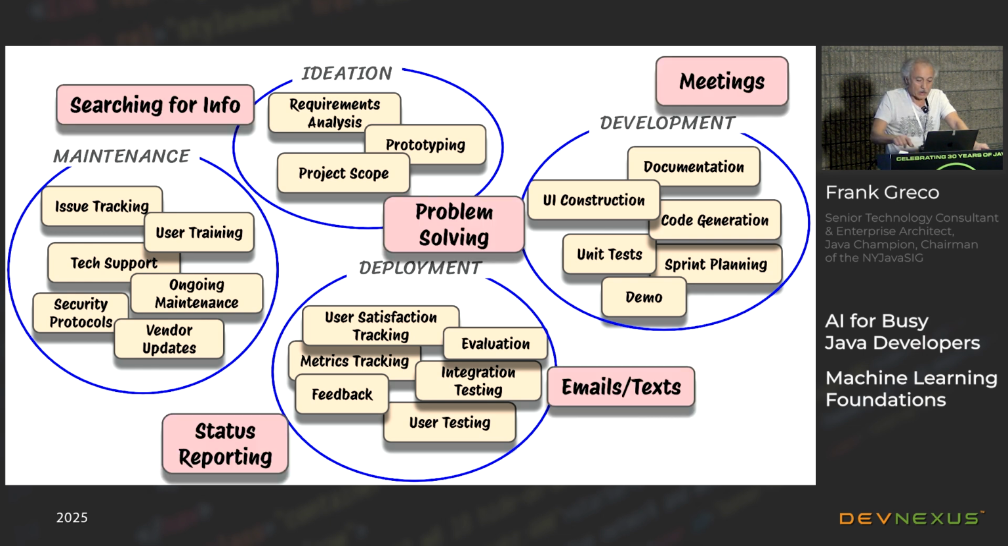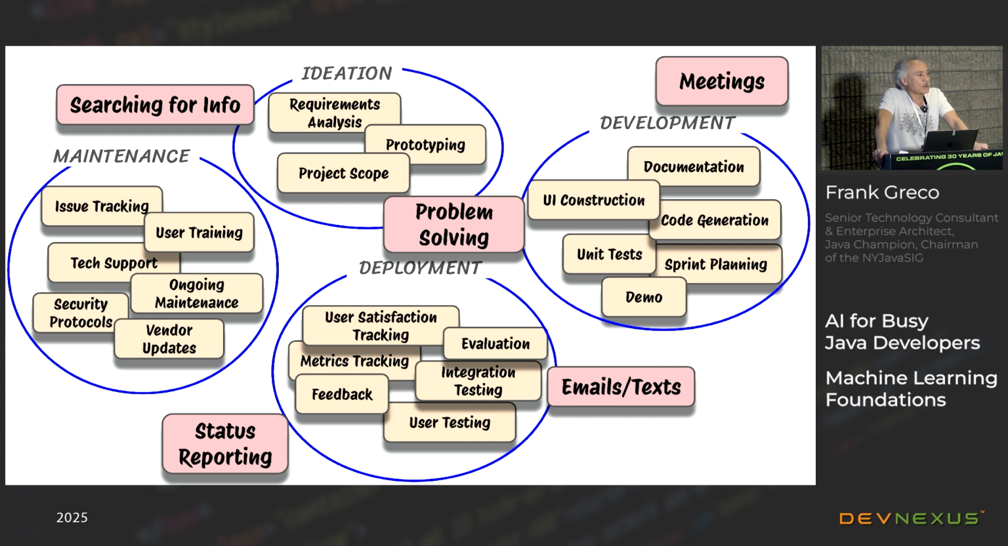In addition to these boxes, well, how many times are you searching at Google for something? You're searching on the internet for something, or you're searching on your local file system for something, or you have to go to a meeting, or a problem comes up that day. So I wasn't expecting this. We have to solve a problem, or there's emails, text, or status reporting, all this other stuff that we have to do on a daily basis.